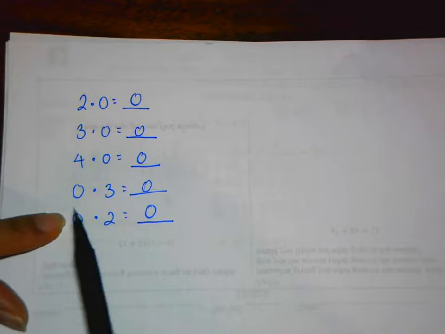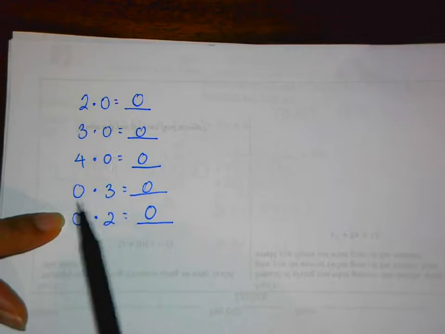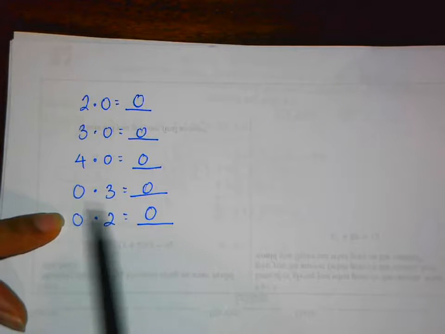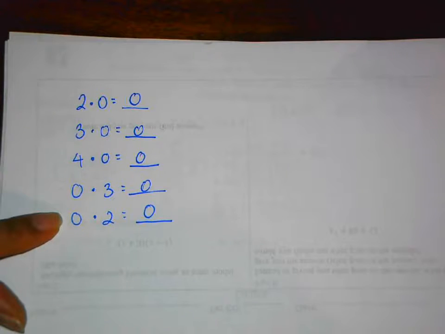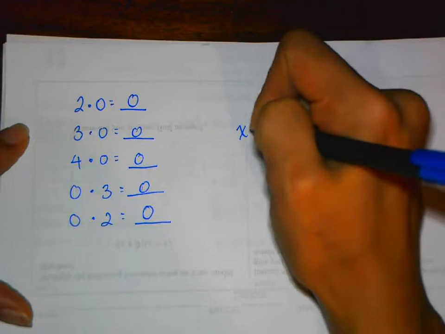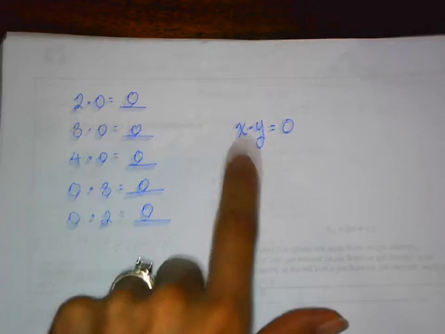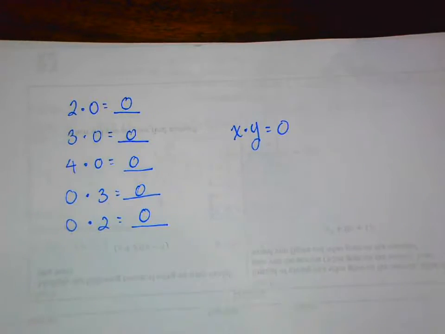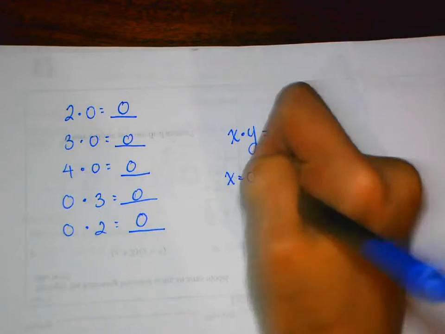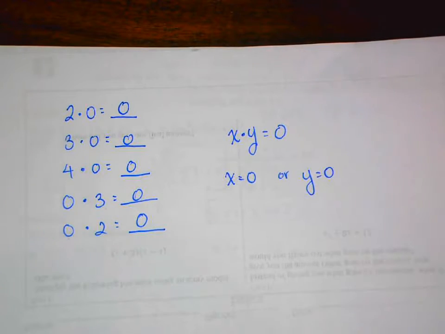It doesn't matter whether 0 comes first or if it comes last. As long as there is a 0 in a multiplication, the answer is going to be 0. So we're going to use that to help us solve. That's why when we say x times y is equal to 0, right? Two numbers multiplied by each other is equal to 0. We know that x equals 0 or y can equal 0, right? When either of those things happens, the answer will always be 0.